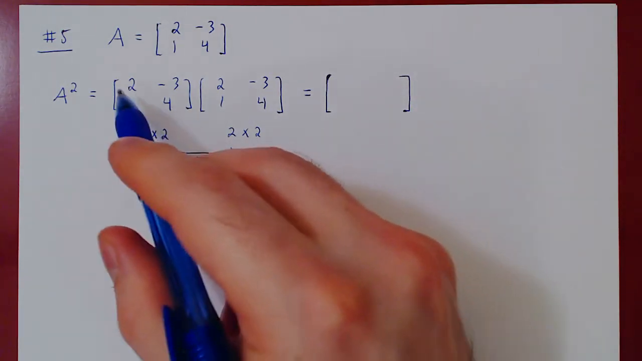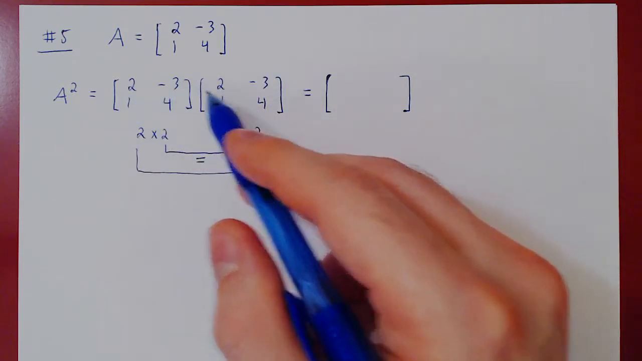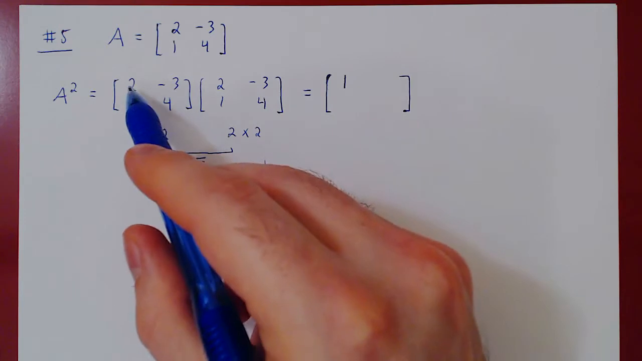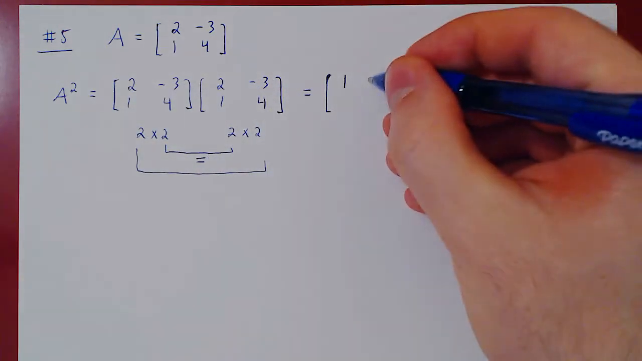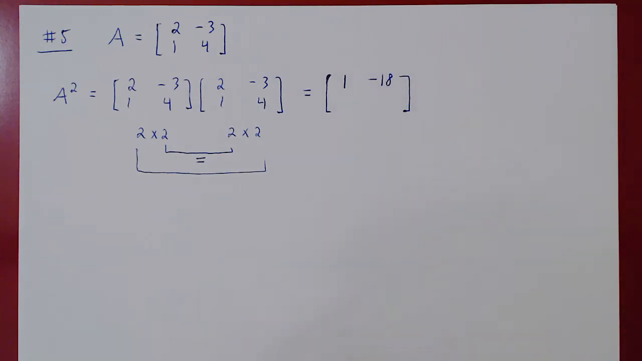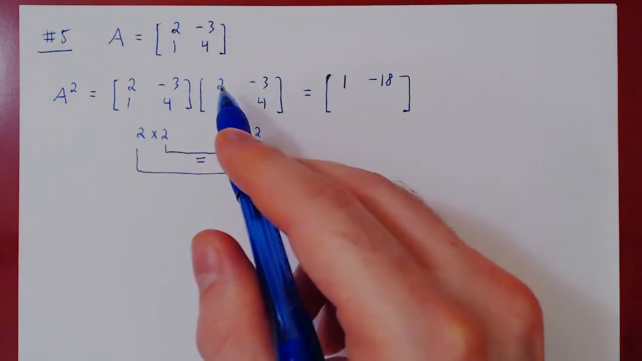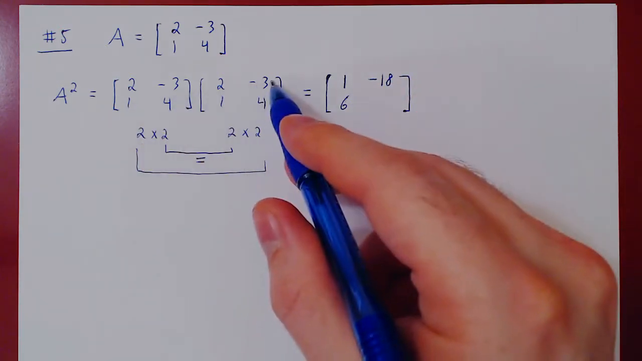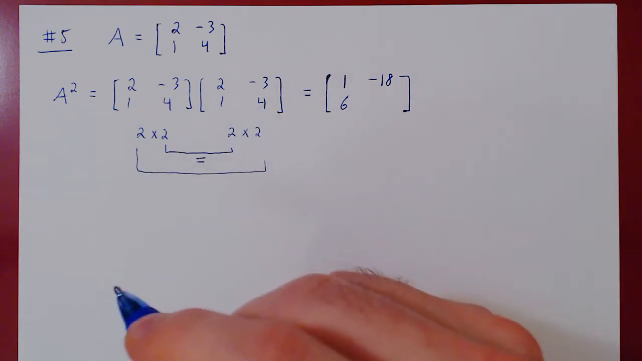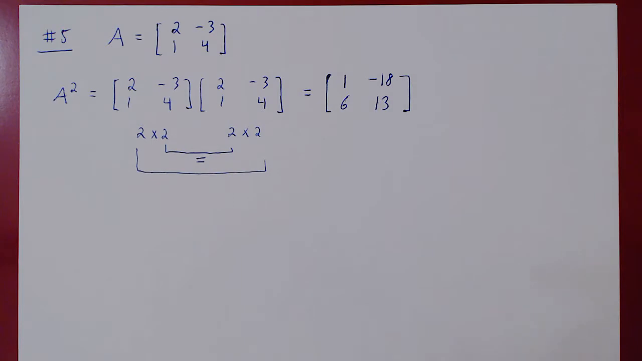As always, we fix a row of our first matrix and go through the columns. So 2 times 2, 4, minus 3, 1. 2 times negative 3, negative 6, minus 12, minus 18. Then we have, with the second row of A, 2 plus 4 is 6. Negative 3 plus 16, positive 13. And now we have just found A squared.